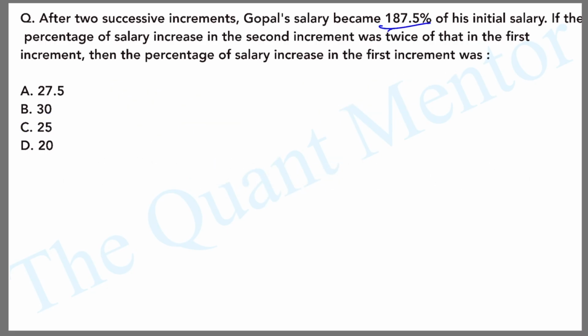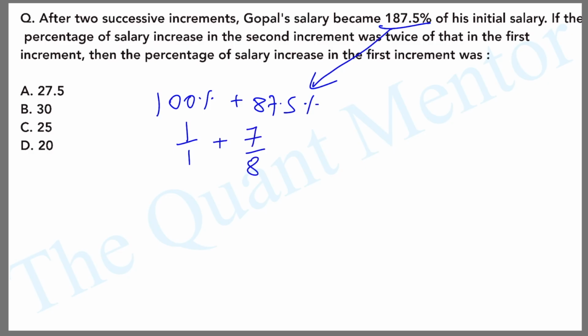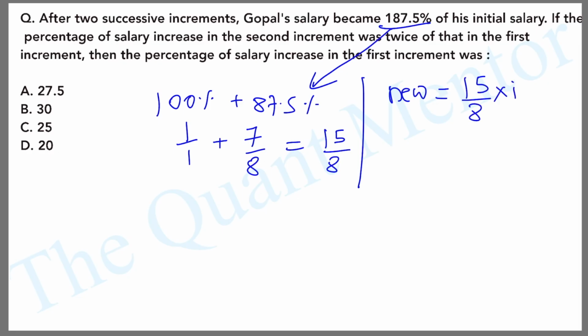187.5 is a very amazing number. 187.5 can be split as 100% and 87.5%. 100% in fraction would be 1 upon 1 and 87.5% in fraction would be 7 by 8. If you add these two fractions, you're going to get 8 by 8 plus 7 by 8 or 15 by 8. The question tells you that the new salary of Gopal is actually 15 by 8 times the initial salary.